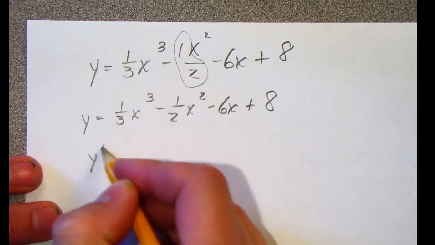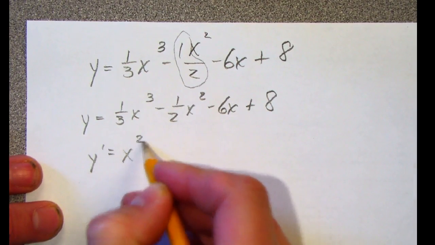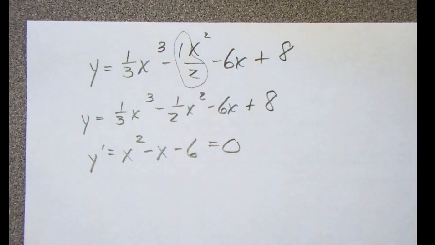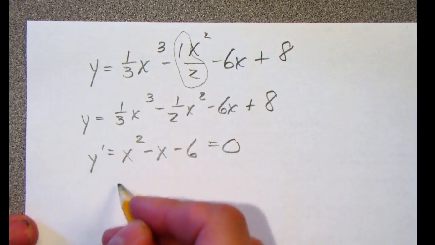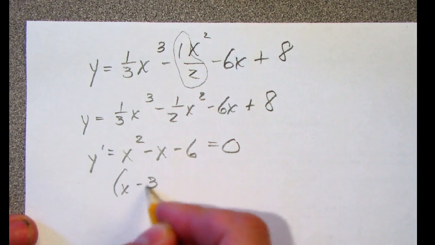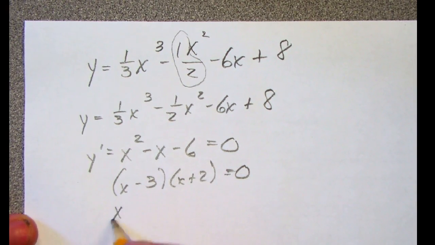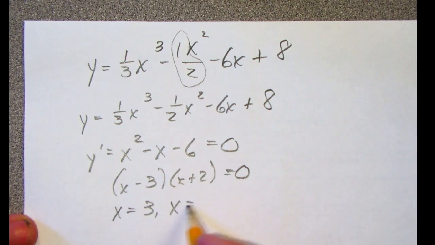Now if I take the derivative, I'll get x squared minus x minus 6. I set the top and bottom equal to 0. There's no bottom, so I don't have to do that, I'm just setting the top. I'm going to factor it. This will be x minus 3 times x plus 2, which would give me x equals 3 and x equals negative 2.